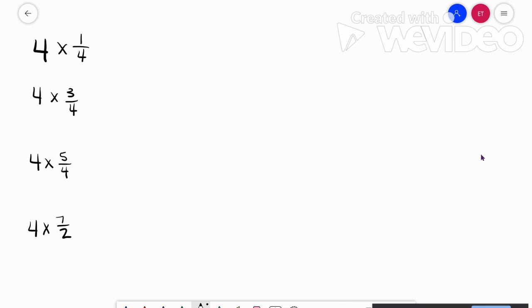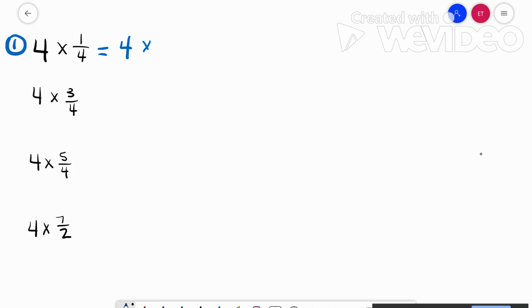Multiplying a number by a fraction that's less than or greater than 1. But this time, instead of showing you with fractions, I'm going to be showing you with decimals. So let's look at our first one. The first one says 4 times 1/4. So instead of looking at 1/4, I can convert my fraction to a decimal.